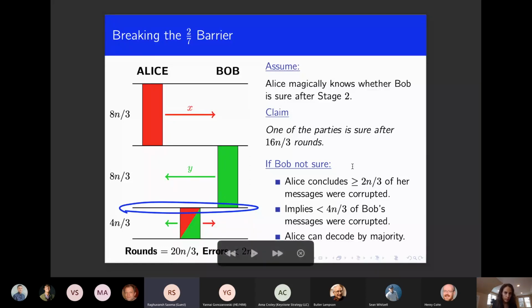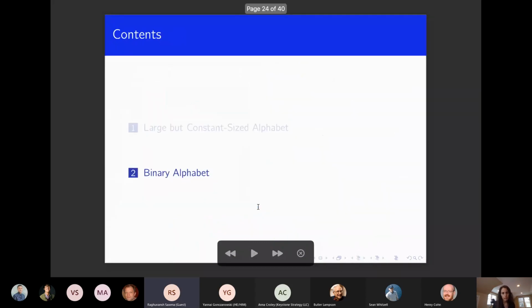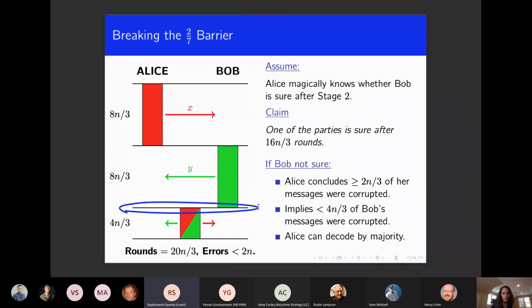So I proved that if Bob is not sure, then Alice is sure. So one of the parties is always sure after the second phase. And by a similar analysis as before, you can show that both the parties are sure after the third phase and the protocol works. So overall, what I gave you was a protocol that has error resilience higher than 2/7.